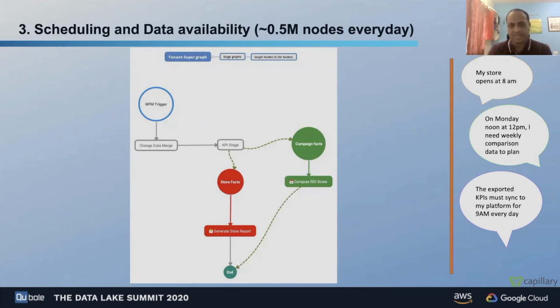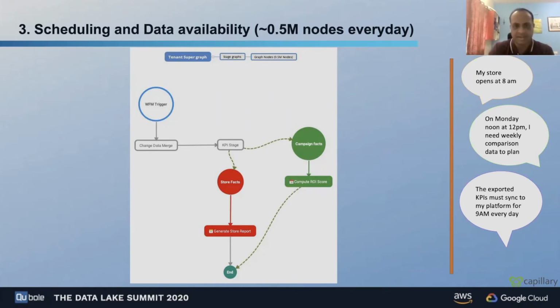Now, how do you schedule those nodes so that the business outcomes or expectations are met? This is a small part of the DAG, which is out of this 0.5 million nodes. Think of each DAG as a tenant specific super graph. So each tenant can obviously run in parallel. Each of these tenants could be one super graph, and within each tenant, there could be multiple stages. It could be change data merge. It could be KPI generation. Again, KPI generation could be parallel. There could be two KPIs that you can compute in parallel. And then those stages internally have their own DAGs as well.